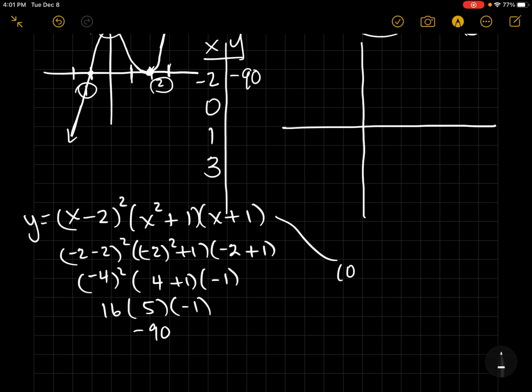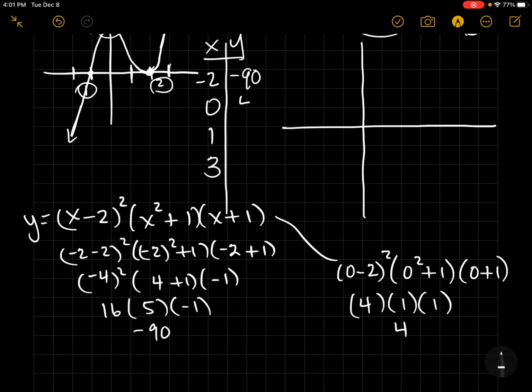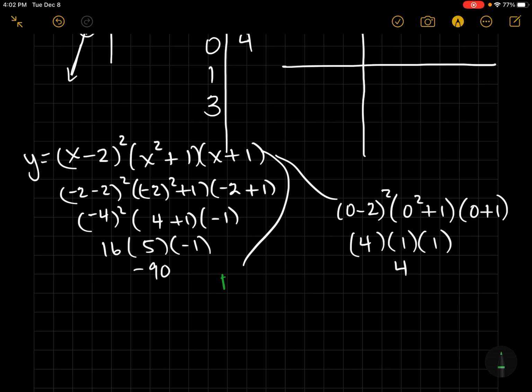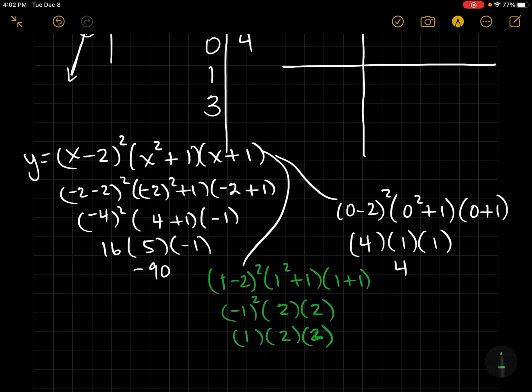Now, if I plug in 0 for these numbers, I get 0 minus 2 squared, 0 squared plus 1, and 0 plus 1. And if I evaluate that, I get 4 times 1 times 1, which is just 4. So that's great information. If I plug in 1 into that same equation, we get negative 1 squared. 1 plus 1 is 2. So that was negative 1 squared, which makes that a positive 1. And so this is going to be 4.